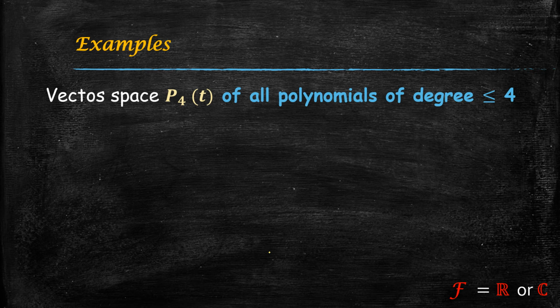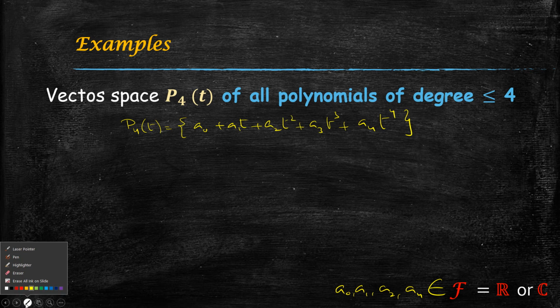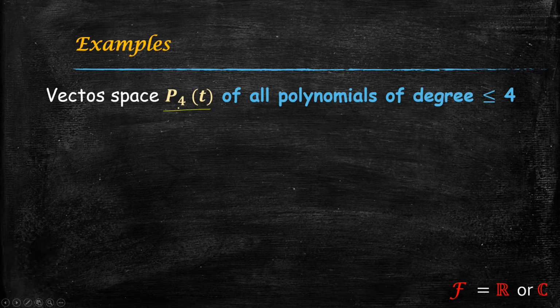Consider the vector space P4(t) of all polynomials of degree less than or equal to 4. That means the vector space P4(t) contains elements of the type a0 plus a1t plus a2t square plus a3t cube plus a4t to the power 4, where a0, a1, a2, a3, a4 are scalars belonging to field F. So what will be the basis of this vector space P4(t)? The basis of this vector space is 1, t, t square, t cube, t to the power 4.